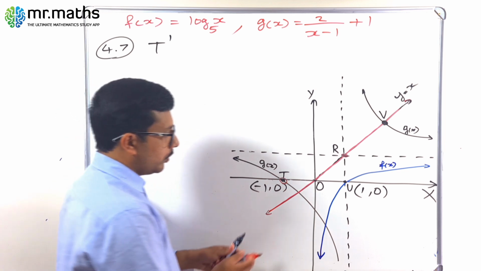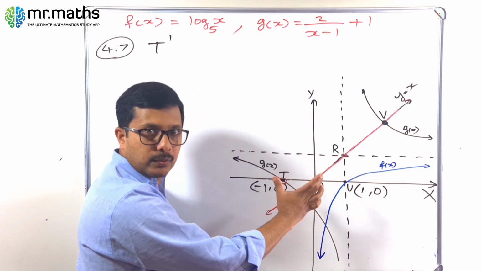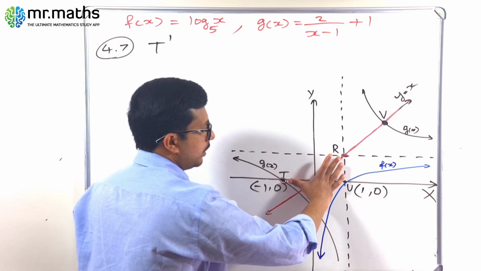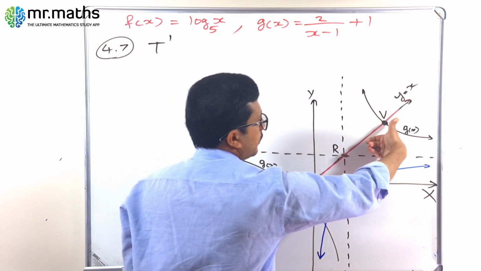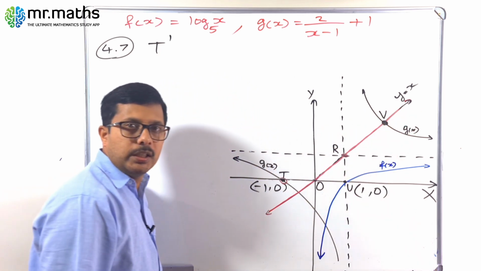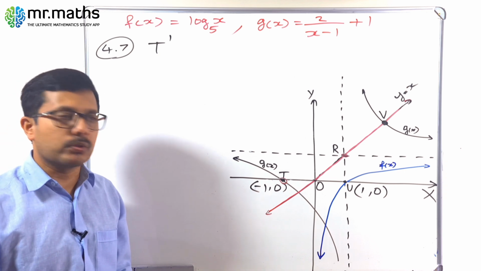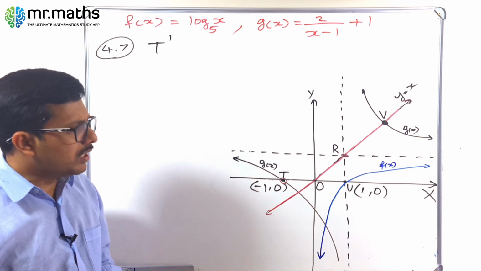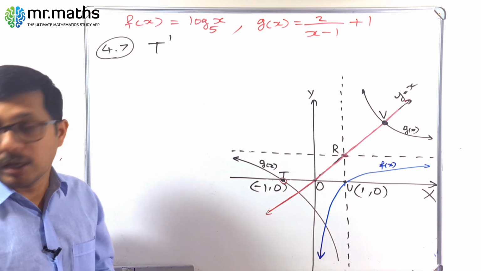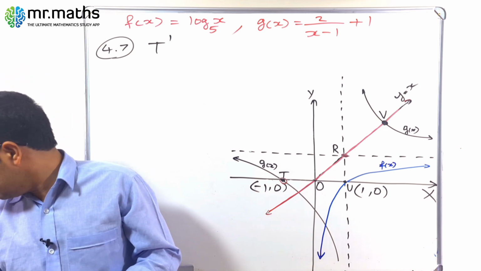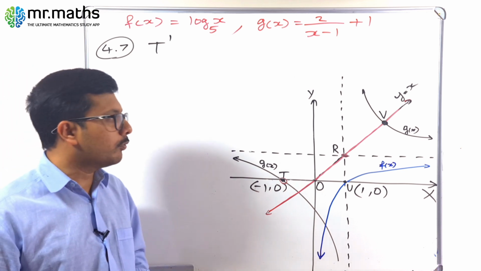So symmetrical to T means based on the point R. This distance, symmetrical like this, and it will come somewhere here. And what is the coordinate of that point T dash? That is the question. Now it's very easy to find from the graph. You don't have to write anything. It is only 2 marks. But you have to think logically.